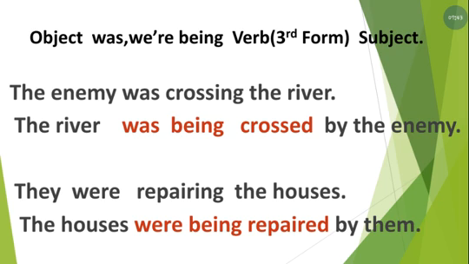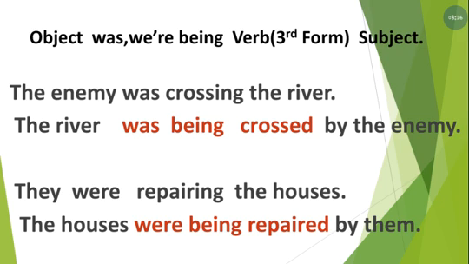The river was being. In passive we use third form. Crossing is your fourth form and third form is crossed. The river was being crossed by the enemy. So this is how we make the passive of past continuous tense. First we write the object. The river is your object. Then we write the helping verb. Was is your helping verb. After that we use being. In passives we use third form, and in passive voice we write the subject at the end. The enemy is your subject.